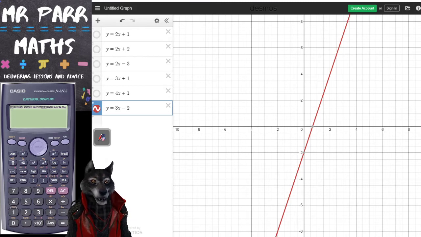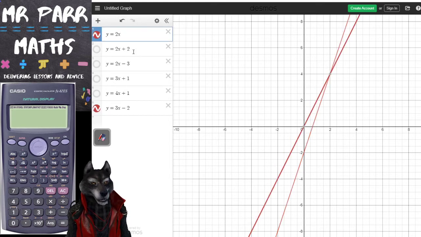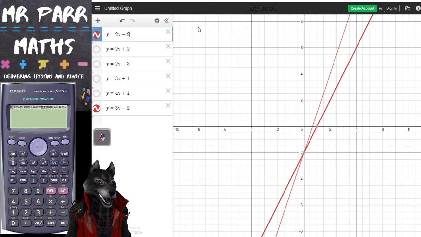Okay. Change it to a 3. It got steeper. See, here's our original. I'll put a -2 here to show you the original. So our original is that one. And this is our new one, this steeper, lighter red line.